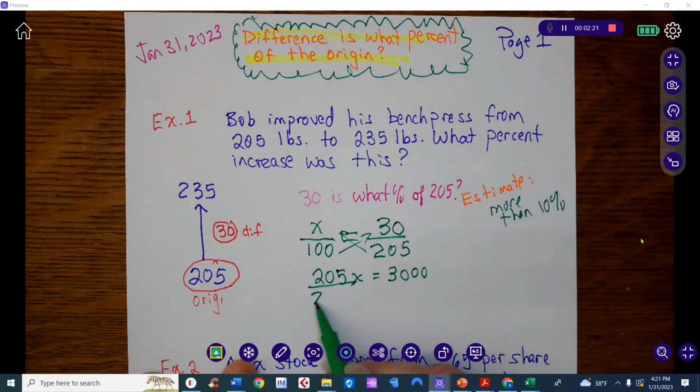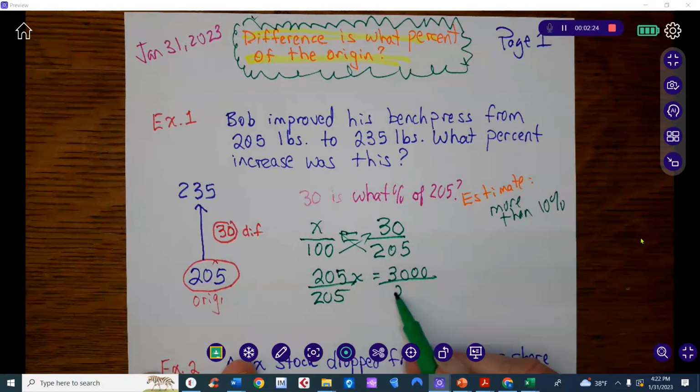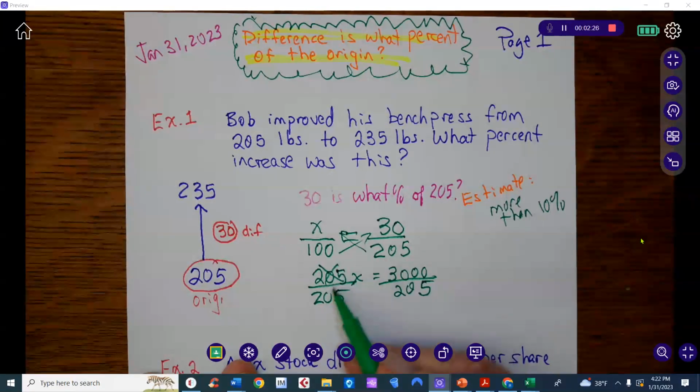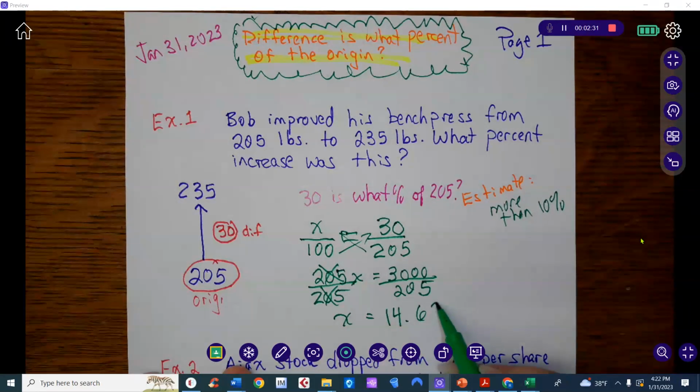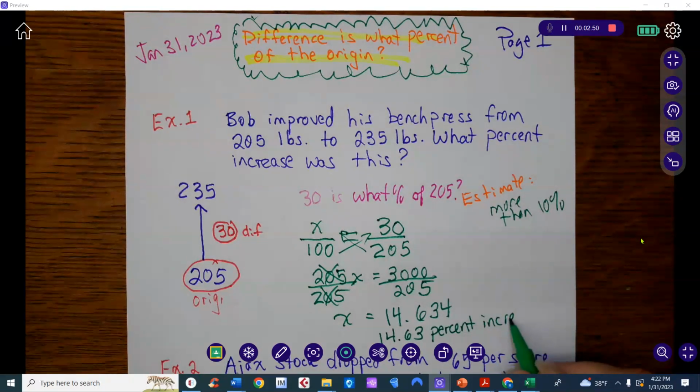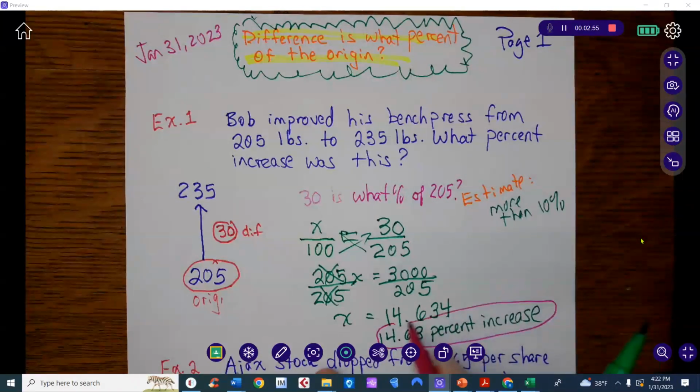Let's divide both sides by 205. Cancel, and we get x is equal to 14.634. And so Bob improved his percent by, let's round it to the nearest hundredth, 14.63% increase. And that is within the range of our estimate, which was more than 10%.